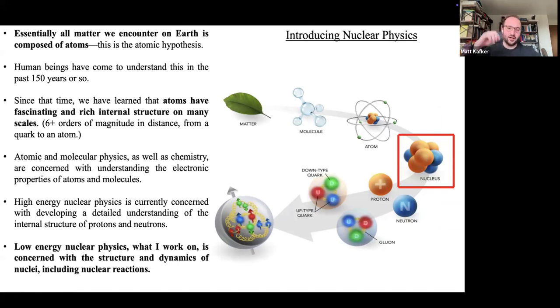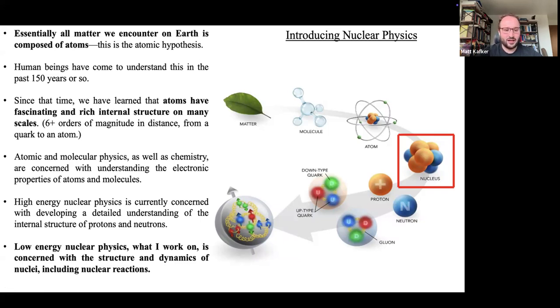Otherwise, 15 minutes. Okay, so we're going to start with the painfully obvious and then probably quickly move into things that people have seen less about. So this is sort of a standard diagram of the reductionist picture. Basically, all the matter we see on Earth is composed of atoms. This is the atomic hypothesis. People have been thinking about this in a serious way for something like 150 years.